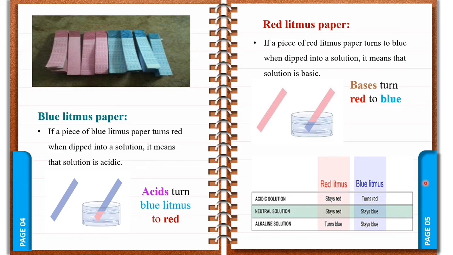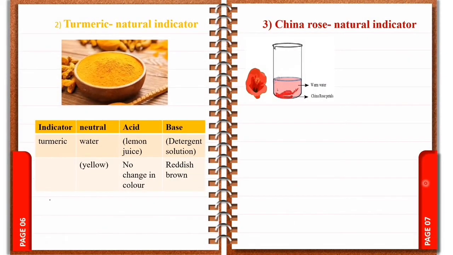Now let's see another example of natural indicator, that is turmeric. If we add turmeric powder to water, it remains yellow color. To the yellow color solution of turmeric, if we add lemon juice which contains an acid, there will be no change in color. But if we add detergent solution which is a base to a yellow color turmeric solution, its color changes from yellow to reddish brown. I hope it's clear for all of you.